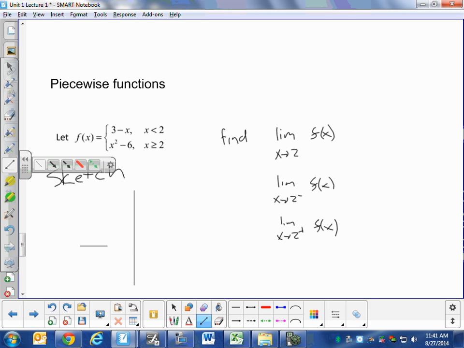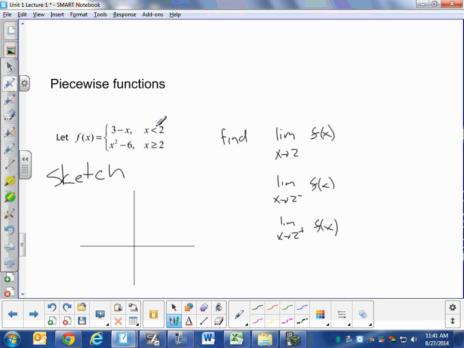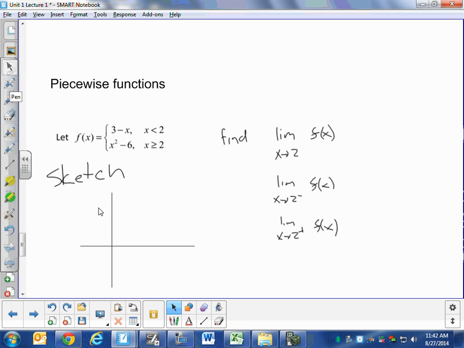So let's see. Start at 0. We're focusing on 2, so I'm going to start to the left of 2, and then I'm going to go past 2. So I'll probably go from 0 to like 4. Let me change that up a little bit. One, 2, 3, 4. Okay.